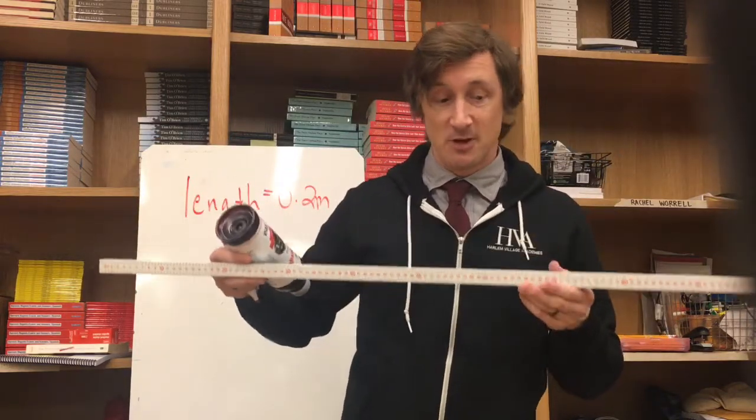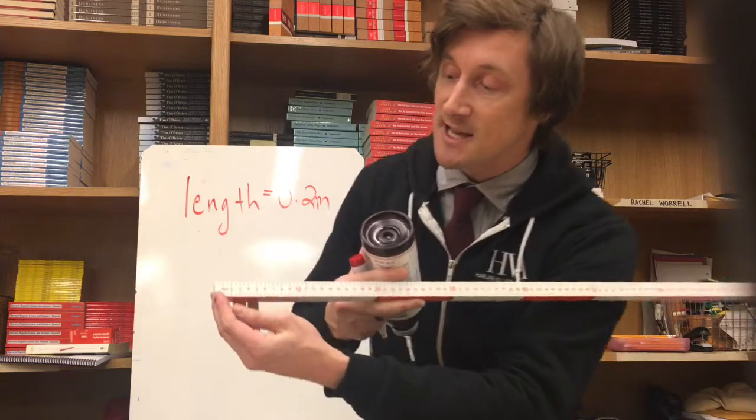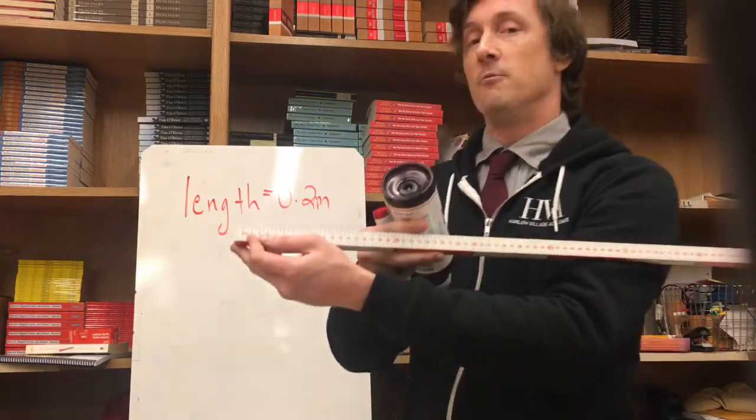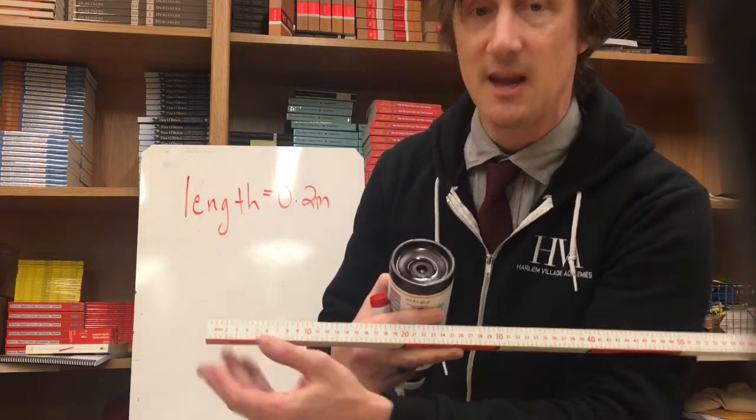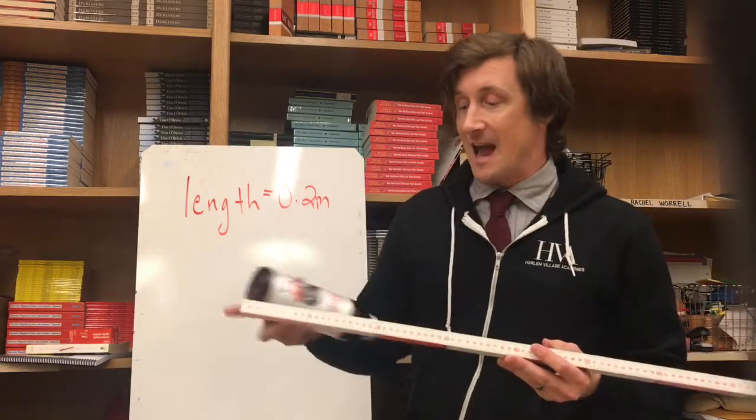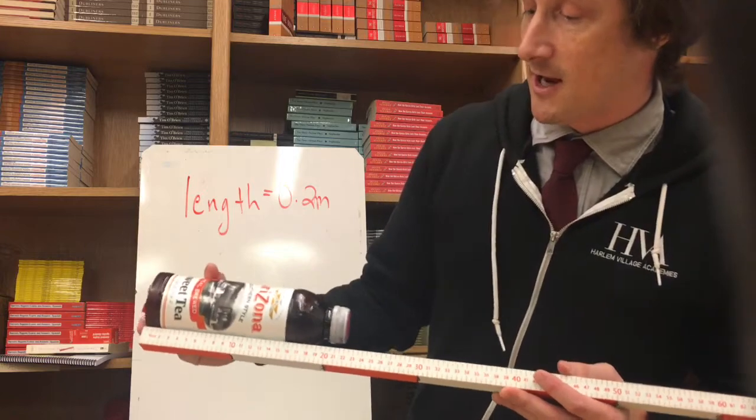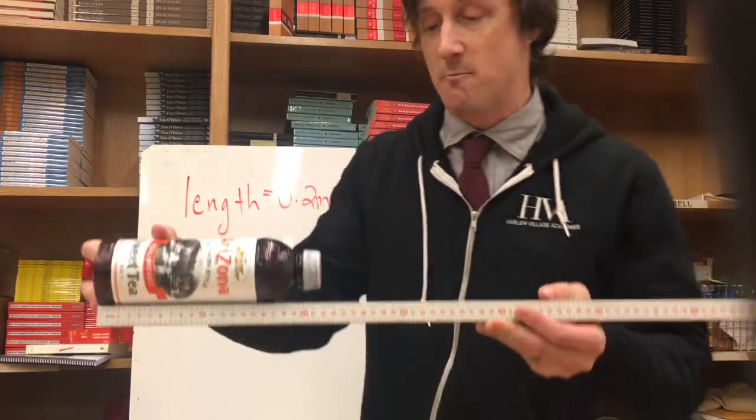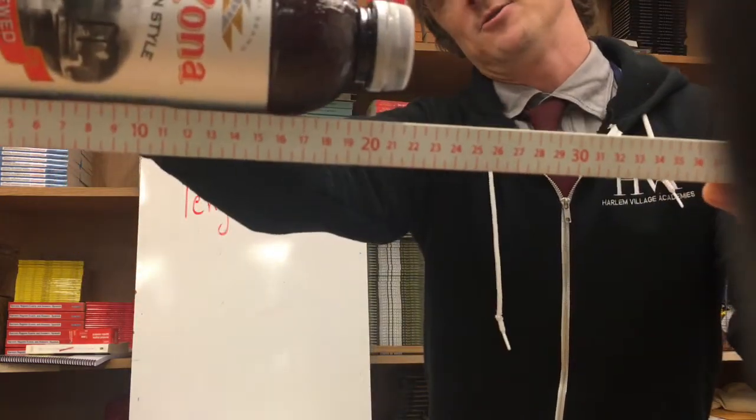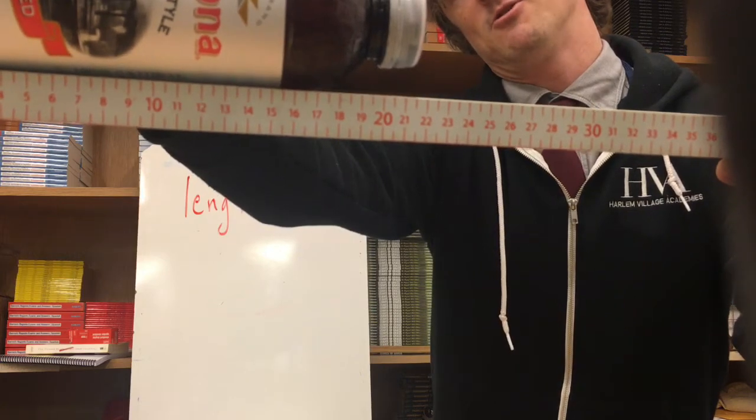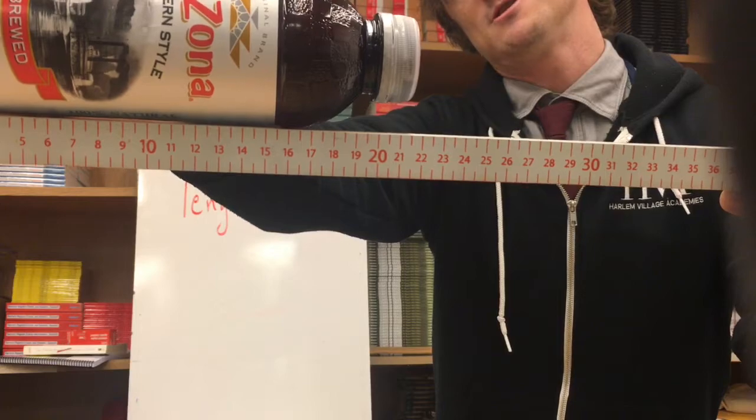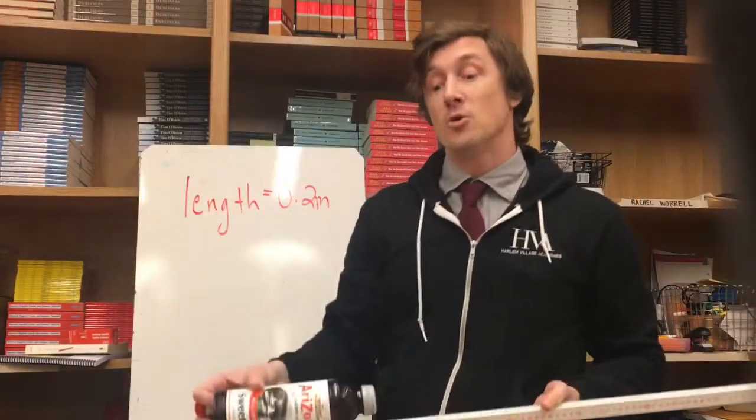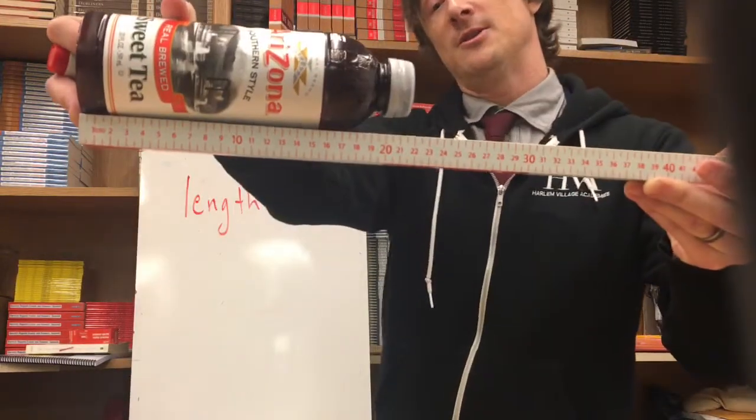These are called centimeters, but we can also say each of these is a hundredth of a meter. So this would be 0.01, 0.02, 0.03, and so on. I can use this side of the Arizona iced tea bottle to make another measurement. If you look carefully, you'll see that the top of the bottle comes out to around 22 centimeters. So I know more detail about the length of the bottle.